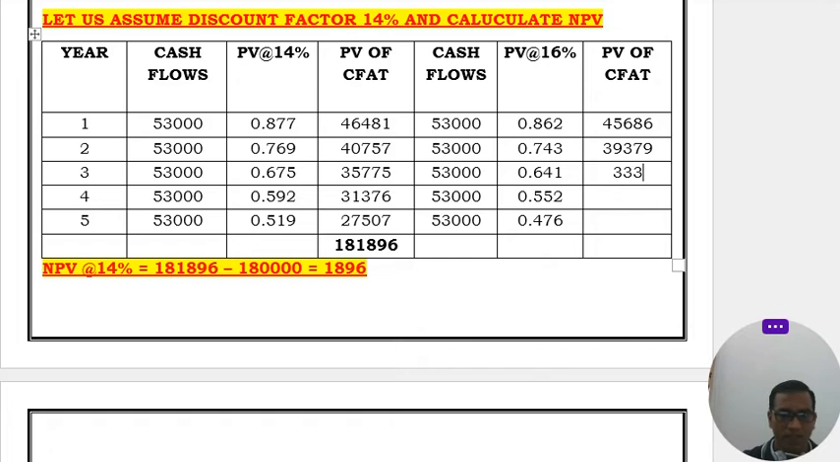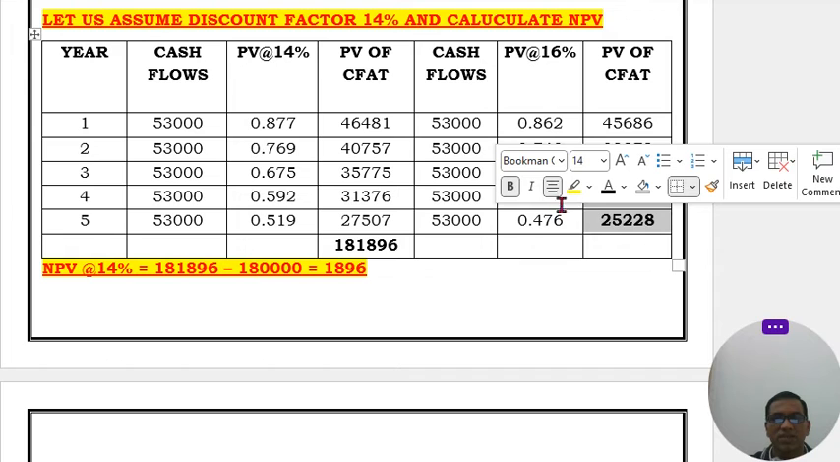Instead of calculating this many times, directly you can take cumulative value because the cash flow is uniform, every year same. Just to make you understand, I am using the table, separately I am doing. 53,000 multiply with 0.552, that is 29,256. 53,000 multiply with 0.476, that is 25,228.